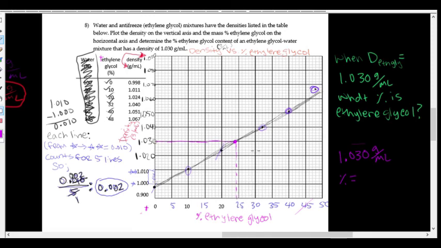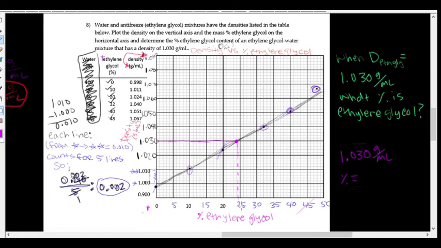And then when I look at mine, mine tells me I am at 24%, 24% ethylene glycol. So I would say my answer is 24%. I'm almost 100% positive that that is not the answer you are going to get. So just make sure your answer is concise with your information.